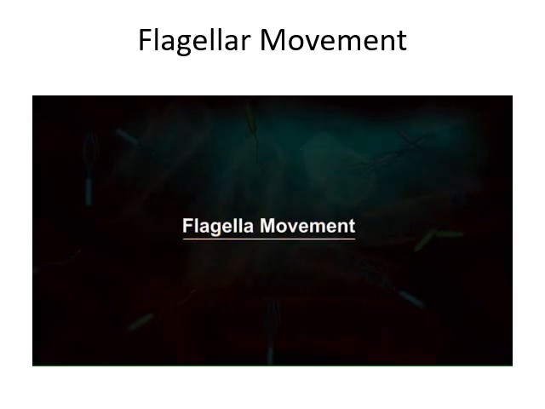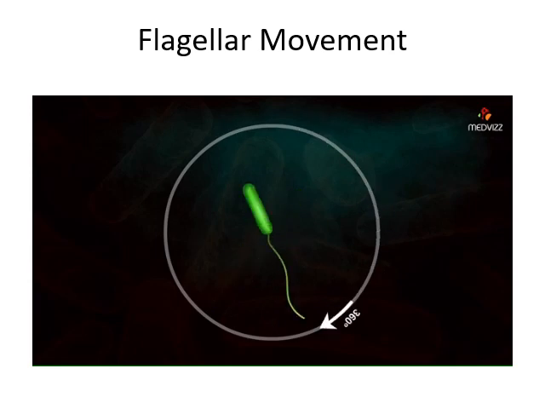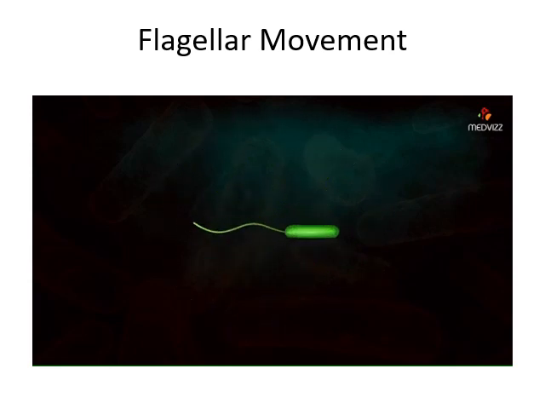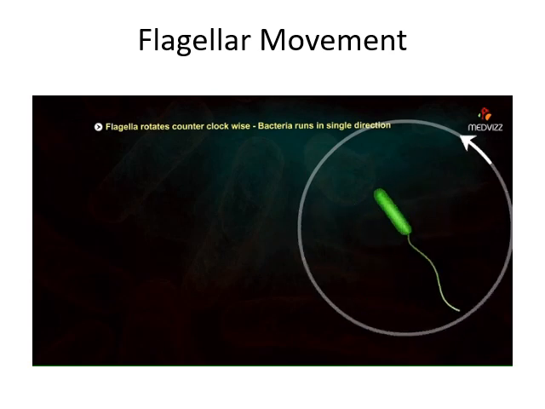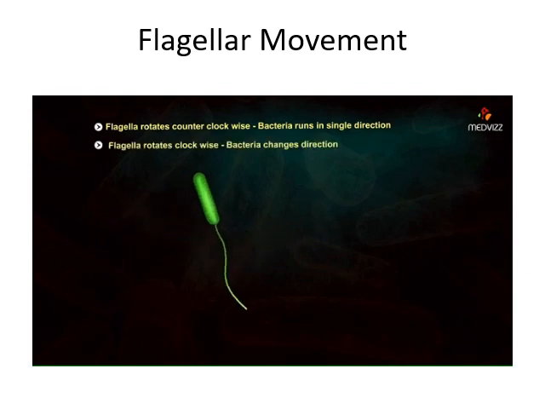Let's see this video and see what the movement of the flagella looks like. Although flagella may appear to undulate back and forth like an eel swimming through water, they actually rotate 360 degrees, clockwise or counterclockwise. The basal body spins, much like the drive shaft of an electric motor, producing this motion. When the flagellum rotates counterclockwise, the bacterium runs in a single direction. When it rotates clockwise, the bacterium tumbles and changes direction.